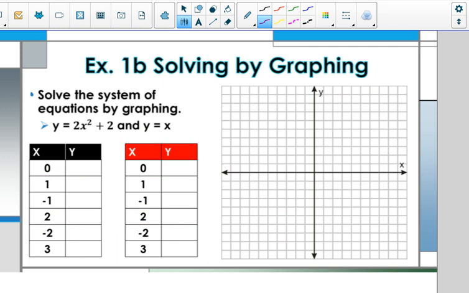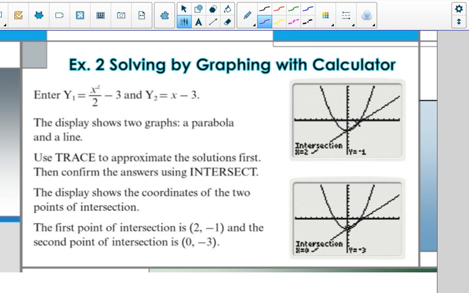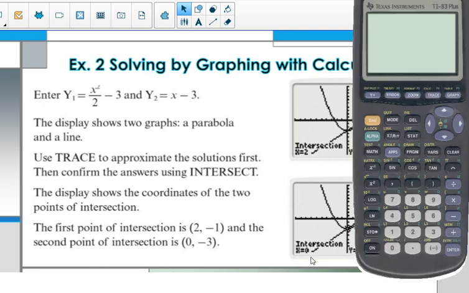The next example, I'm going to have you do this one yourself if you need extra practice. Same thing with this next problem. The second type of problem is using your graphing calculator to solve. Here you can see they graphed both of these on the calculator and showed the intersection point. But I'm going to show you right now how to do it from square one.